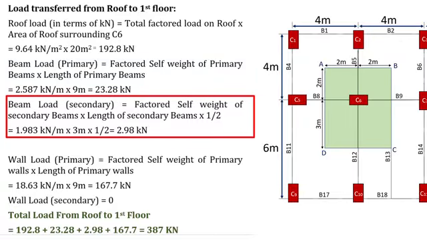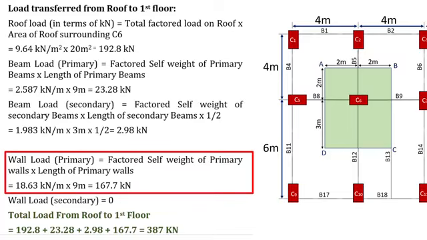The load due to secondary beams will be equal to factored self-weight of secondary beams into length of secondary beams into 1 by 2. Factored self-weight of secondary beams is already calculated as 1.983. Length of secondary beams is 3 meter. On substituting these values, the load due to secondary beams will be equal to 2.98 kN. It should be noted that only half the load of secondary beam will be transferred to column 6.